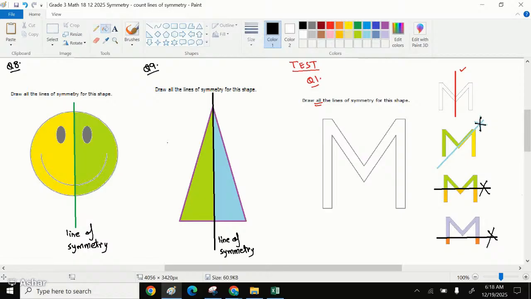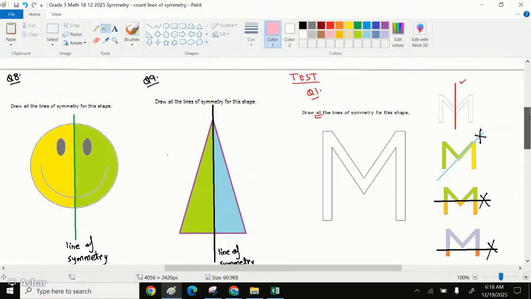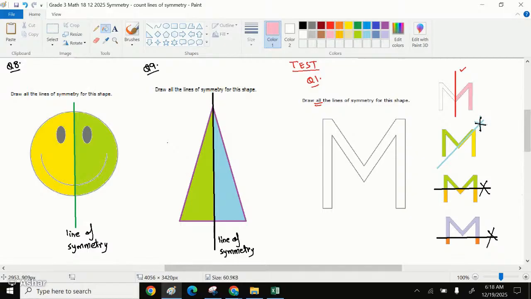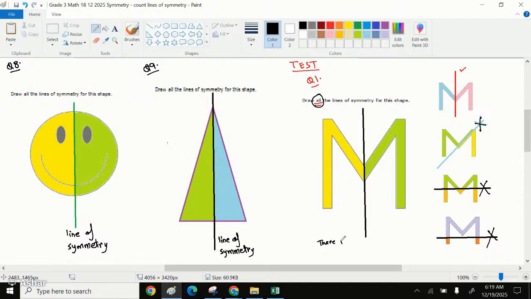We had only one line of symmetry, that was the first part that we did. That means, draw all the lines of symmetry, we would say there is only a single line of symmetry in this shape, right? We write the statement. If they use the word all, we tell them there is one line of symmetry, okay? So that's information that we need to provide, okay?